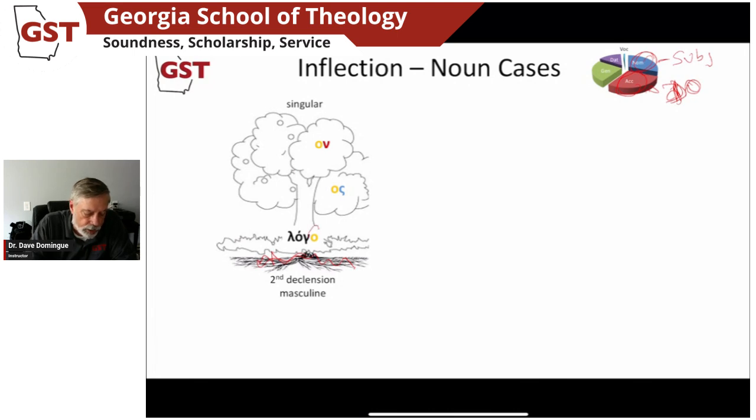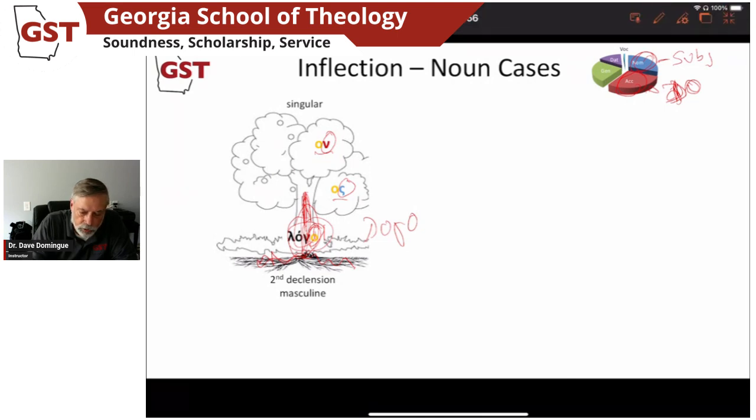But notice there's a connecting vowel, and then there is a case ending. Now up here, I have the connecting vowel and the case ending. And so we have our root and connecting vowel, which becomes the stem. So right here is the stem. La ga, right? La ga is the stem.